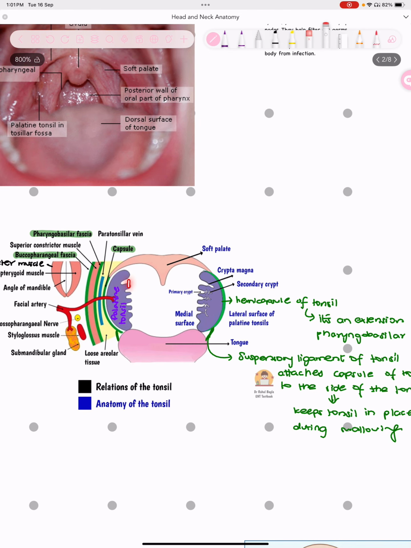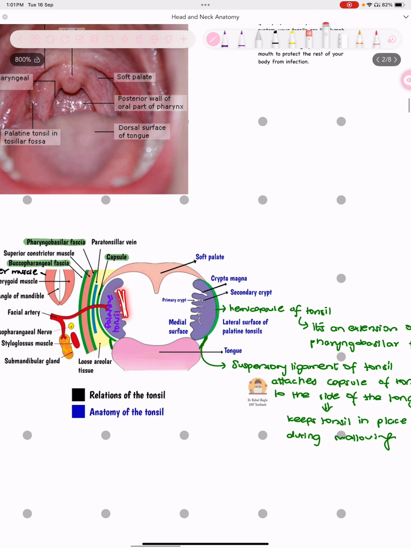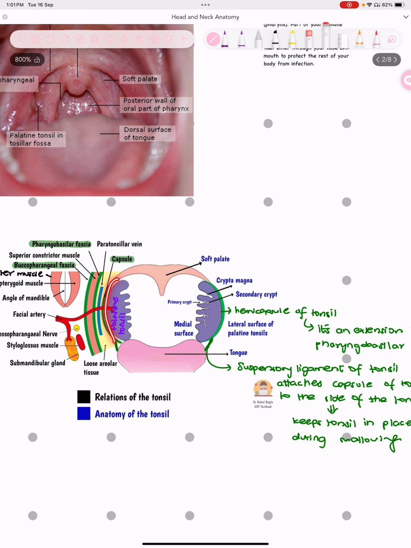There are 12 to 15 crypts, and the crypt that's deepest or largest, that's called intratonsillar cleft. Don't forget the name. Just keep in your mind this word intratonsillar cleft, right? And then, this is the medial surface. If you talk about the lateral surface, it is covered in a capsule, hemicapsule of tonsil. This hemicapsule is derived from fascia. Which fascia? Pharyngobasilar fascia, right?